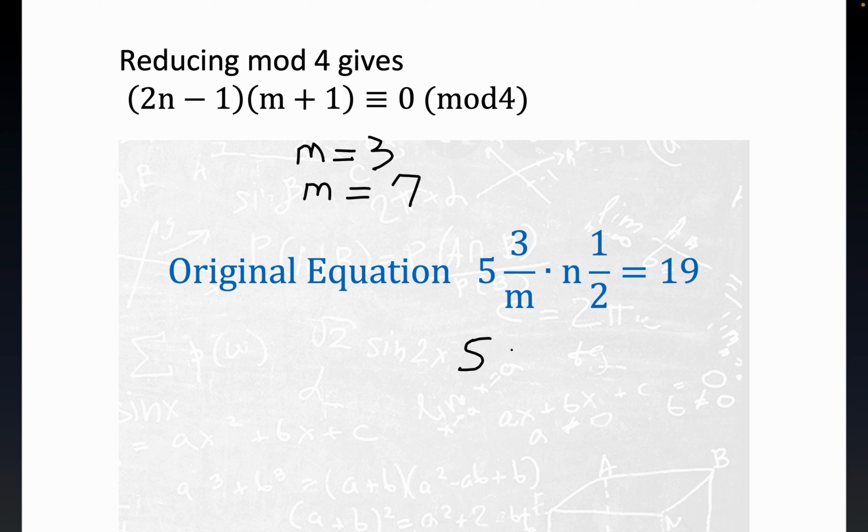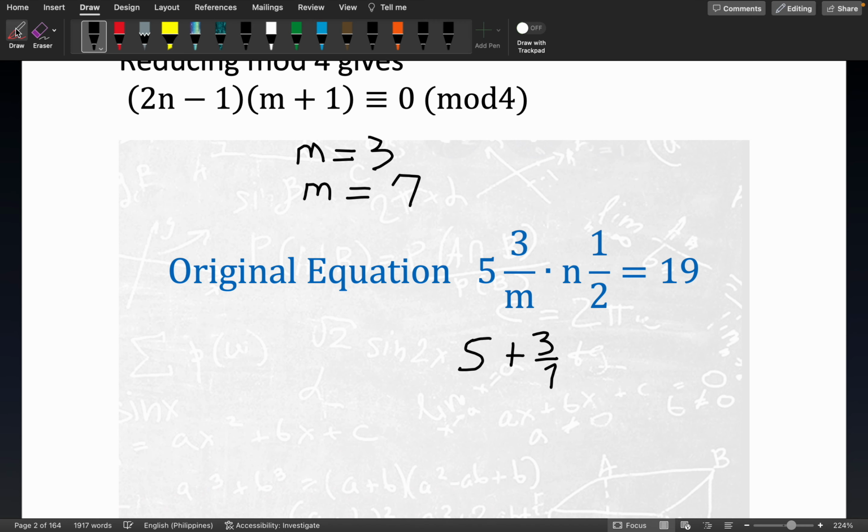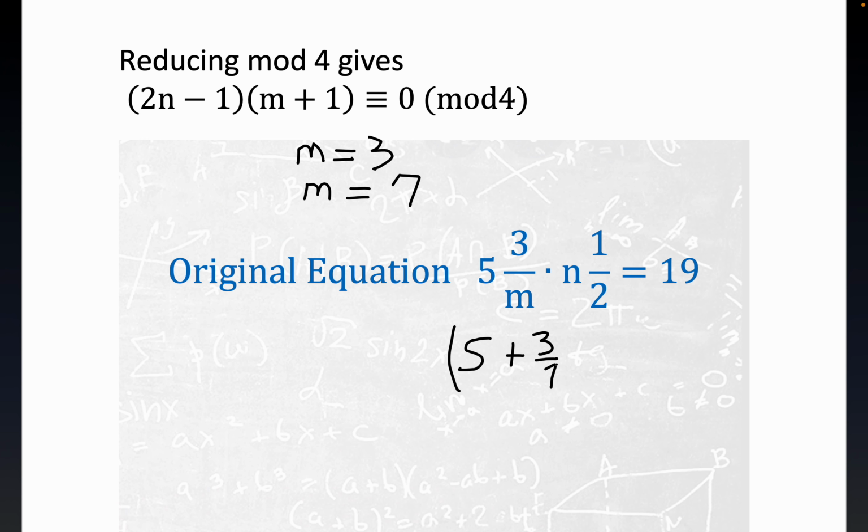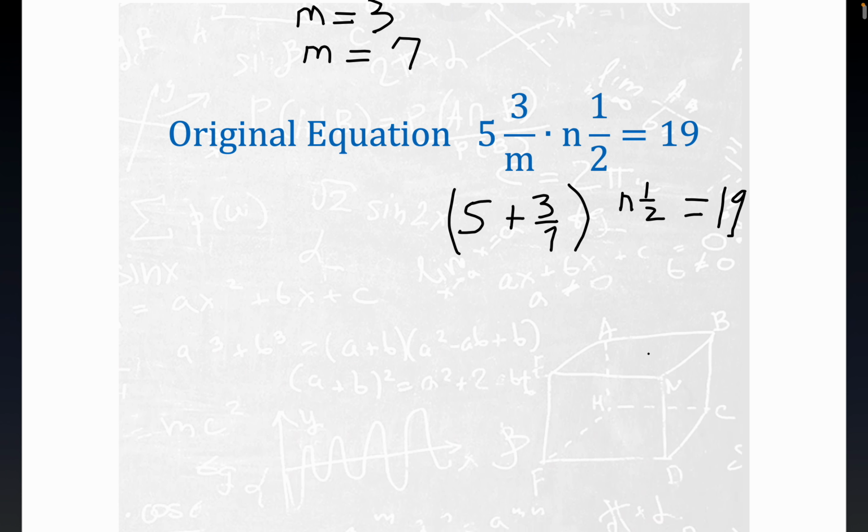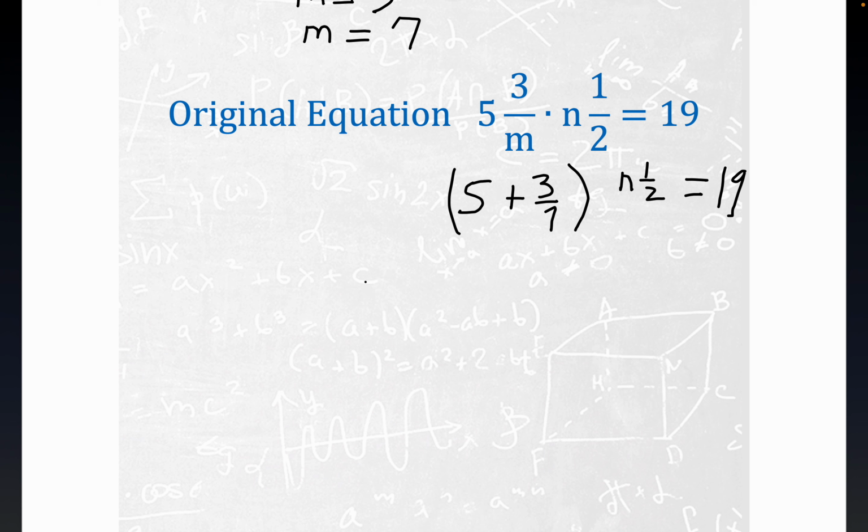5 plus 3/7, and so that, of course, is times n and 1/2. We'll just write it like this, folks: n and 1/2 in the standard form equals 19. So we're trying to solve for n right here. That's the mixed fraction n and 1/2. Now, so what does this equal to, folks? Let's come back over here.